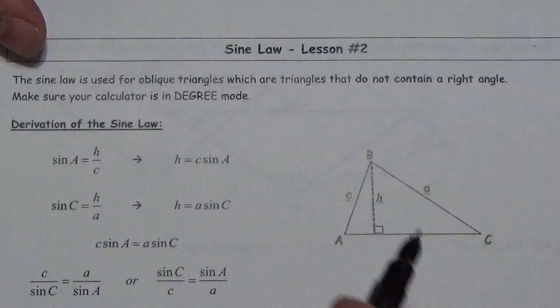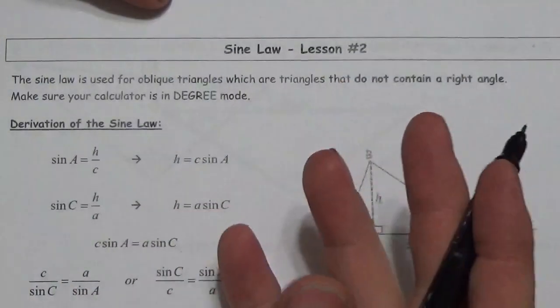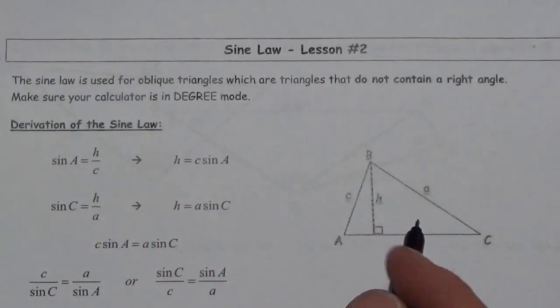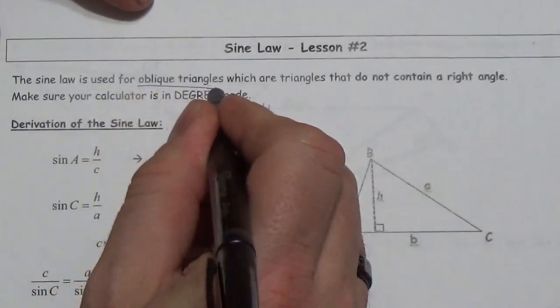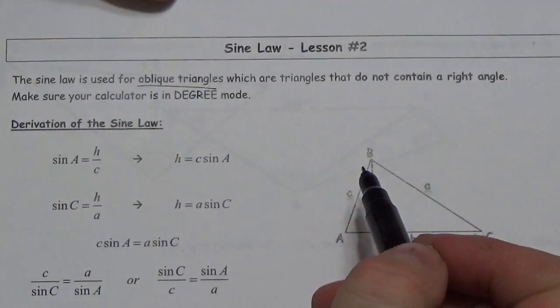All right, hi everybody. So here we're going to take a look at the sine law, because what we see here is not every triangle that we're working with is a right angle triangle. In fact, sometimes we're looking at what we call oblique triangles, okay? And these are triangles, you can guess here, that do not contain a right angle.